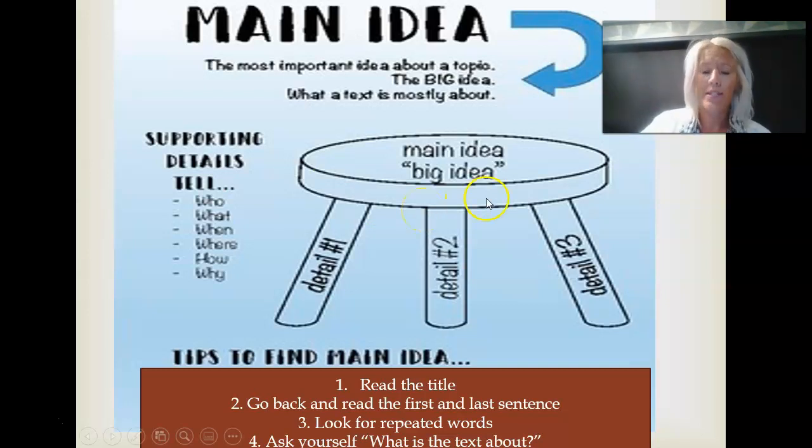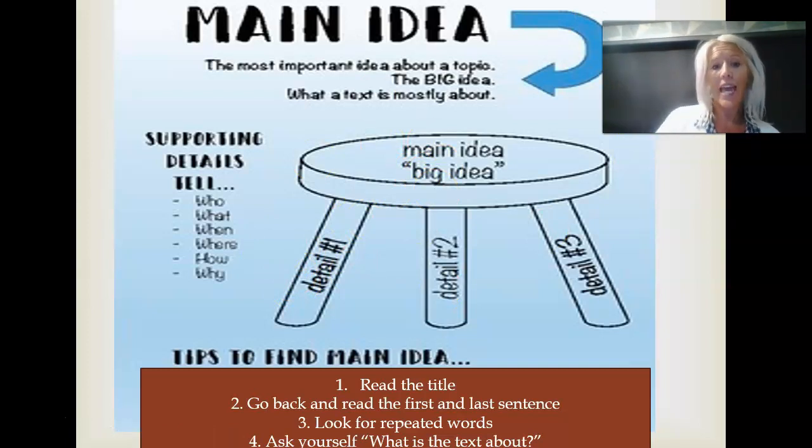Well, in order to hold that table up, you need to have supporting details. Those are the legs of the table. So a lot of times you'll find a few supporting details. In this case, I want you to try to find 3 supporting details when you're reading. Supporting details could be the who, what, when, where, how, or why in the story. They support or they hold up the main idea.